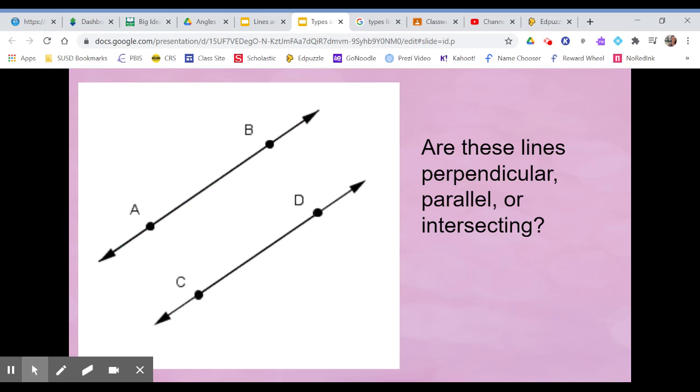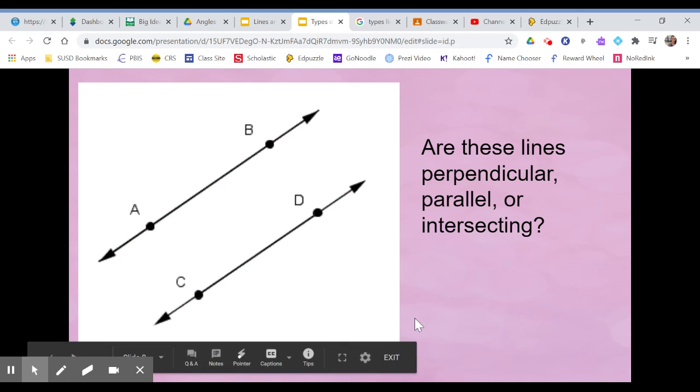So now let's look here. I want you to tell me, are these lines perpendicular, parallel, or intersecting?